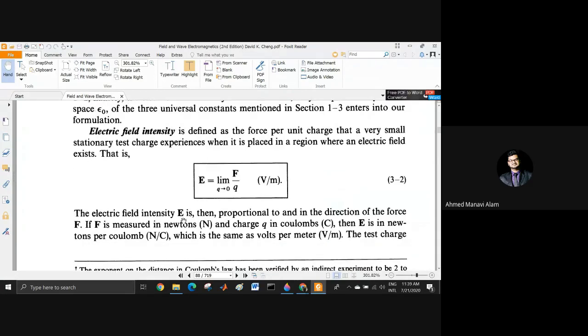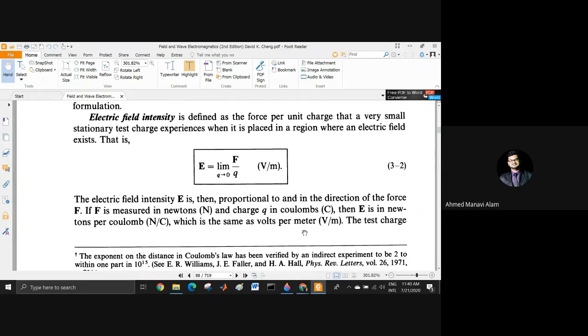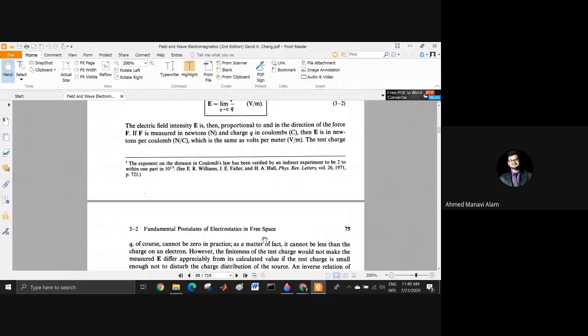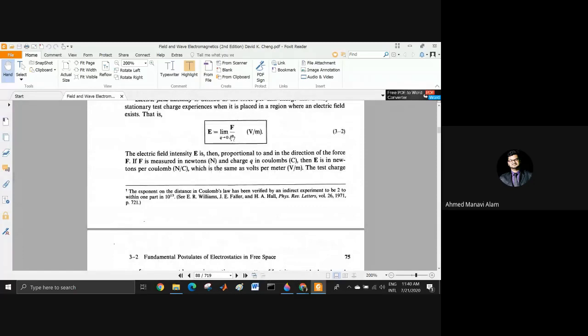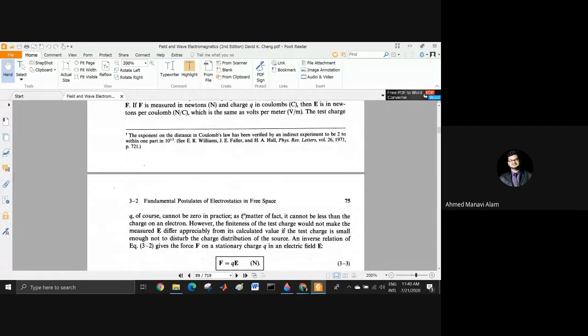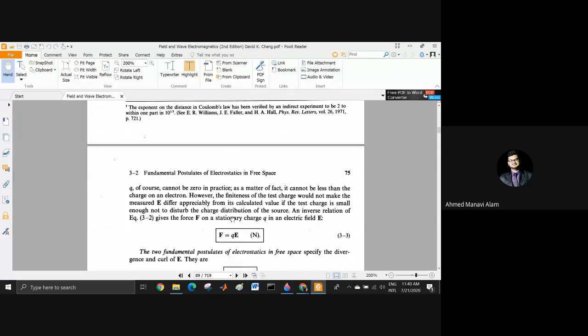The electric field intensity E is then proportional to and in the direction of the force F, because Q has no vector sign. It is a scalar, so the direction of E will be the direction of F. If F is measured in newtons and charge Q in coulombs, then E is in newtons per coulomb, which is the same as volts per meter. The test charge Q, of course, cannot be zero in practice. As a matter of fact, it cannot be less than the charge of an electron. If Q is zero, it would become infinity, so it cannot be zero. However, the finiteness of the test charge would not make the measured E differ appreciably.